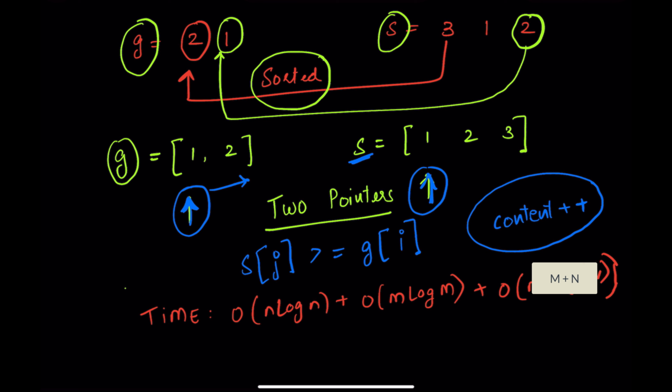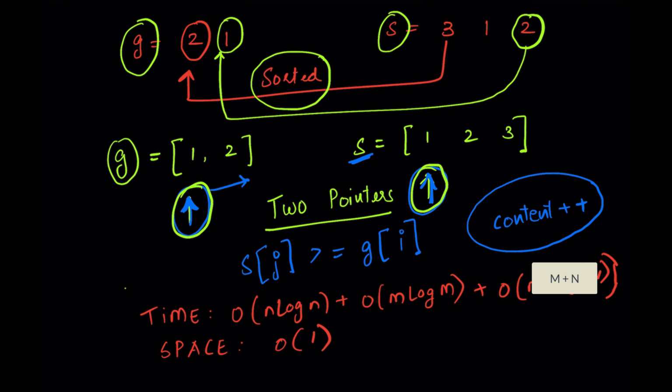With this solution, our time complexity is O of n log n plus m log m plus O of m plus n. It is because we are first sorting both of the arrays G and S. So n log n and m log m represent the time complexity for sorting, and O of m plus n represents the time complexity for running two pointers on both of the arrays. This can further be simplified as the time complexity being O of n log n plus O of m log m. And the space complexity is O of 1, as we are using two pointers and the content counter to record the total number of children whose greed factor was met.